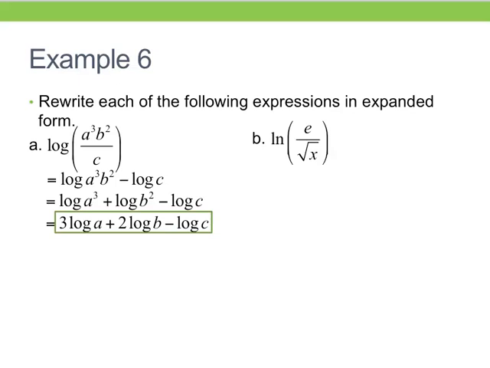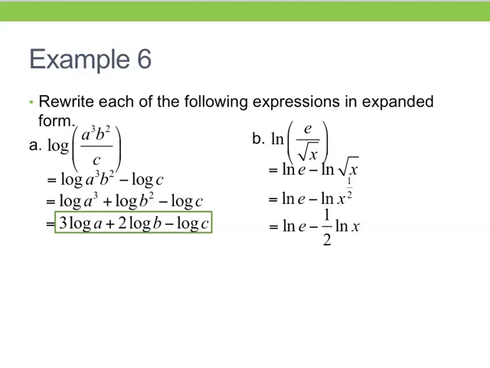All right, let's look at the next one. We have ln of e over the square root of x. Apply the quotient law. We have ln of e minus ln of the square root of x. Now, if you don't want to deal with the square root, we can rewrite this as x to the 1/2. Now that we have x to the 1/2, we can see, well, it's an exponent now, so now we can use the power law and bring that out in front. So we have ln of e minus 1/2 ln of x.